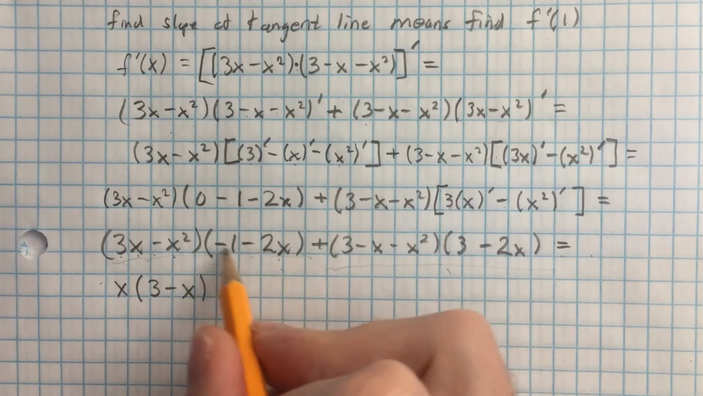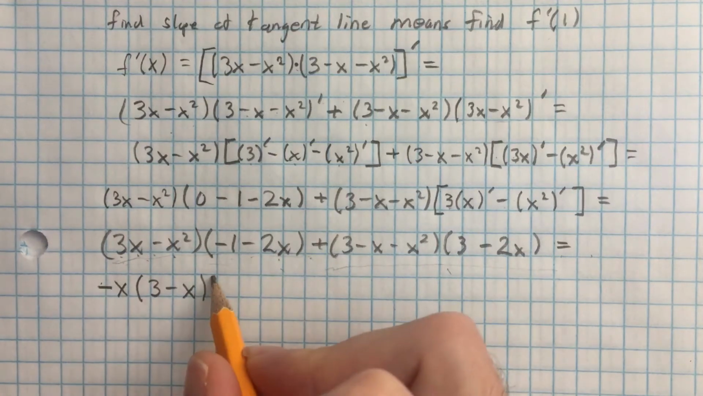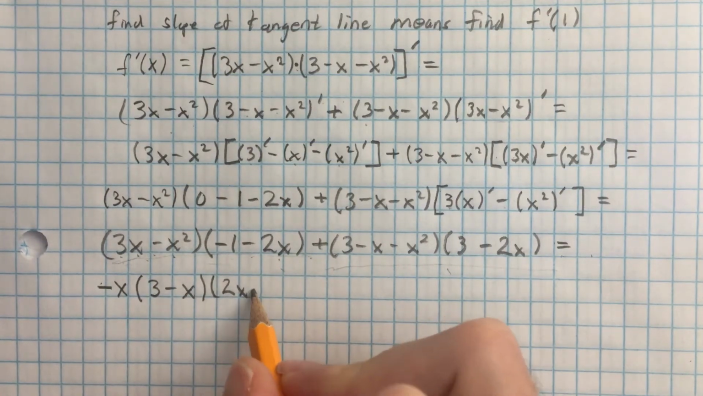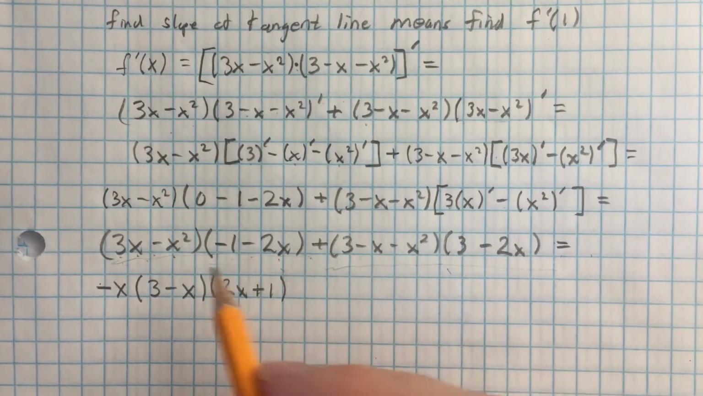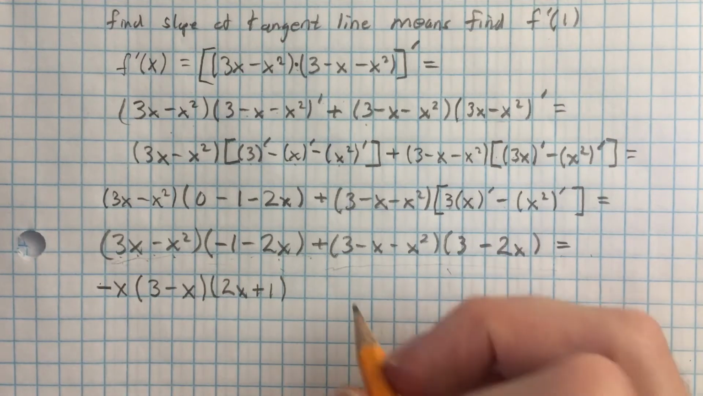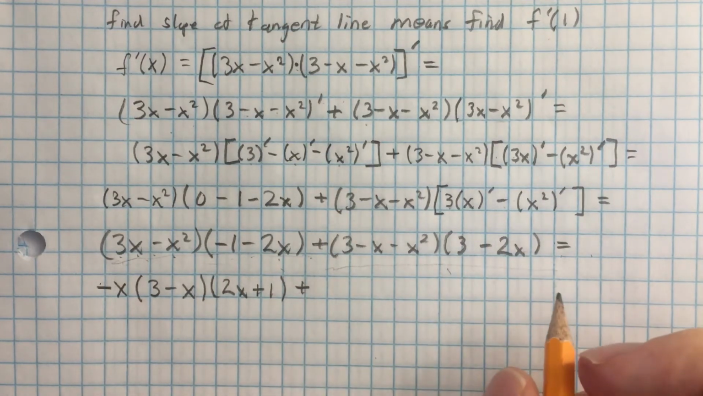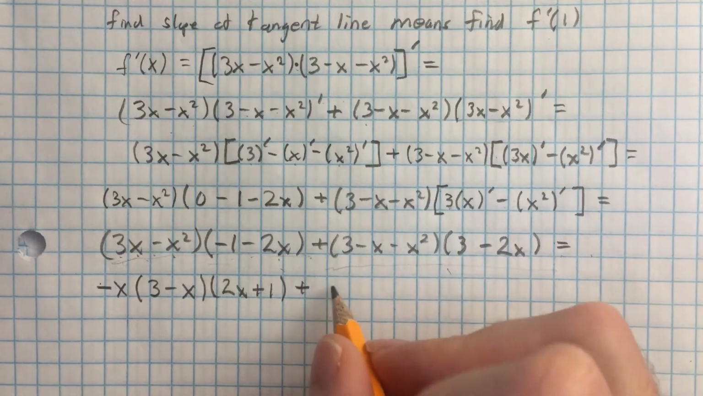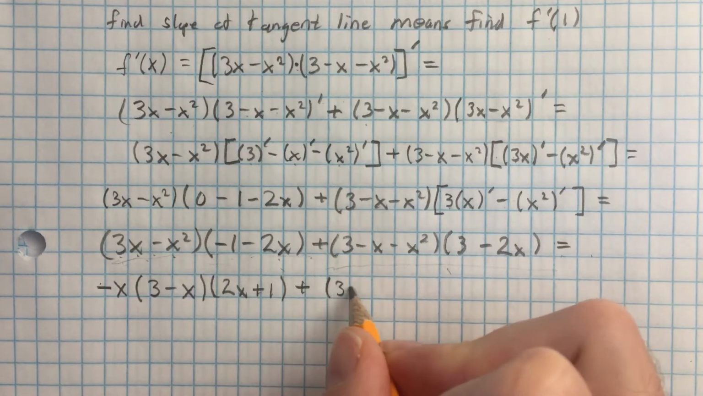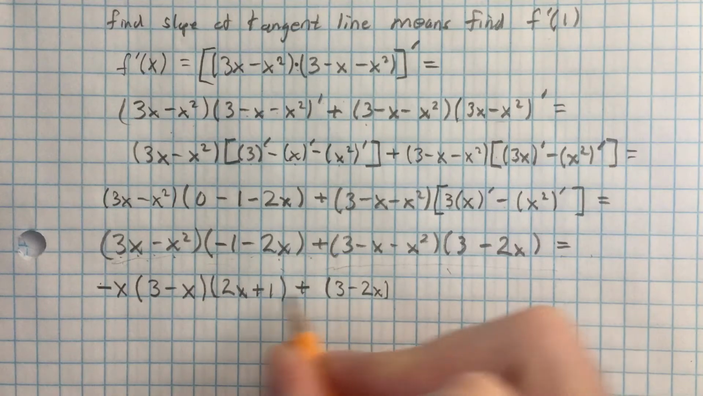And I'm going to take a negative out of here as well. I'll have 2x plus 1 here. Again, I'm just checking to see if there's any common factors between this and this. So plus, over here, I have 3 minus 2x. So that doesn't match up with anything.